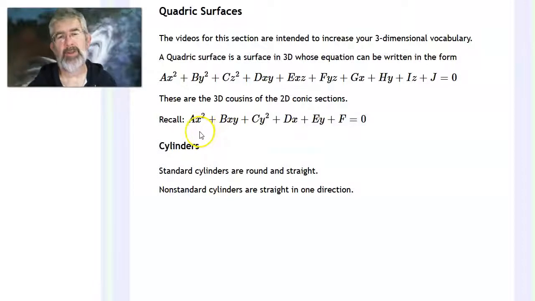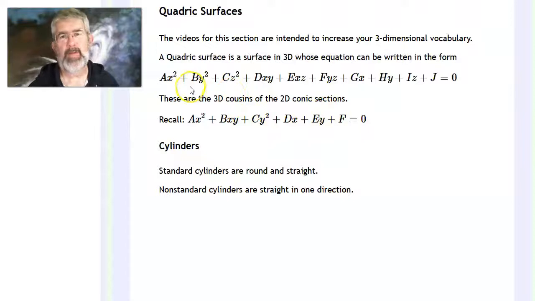You may recall that conic sections we wrote this way: ax squared plus bxy plus cy squared plus dx plus ey plus f equals 0. Right? It's essentially, the equation can be written in a form where all of the terms are either quadratic, linear, or constants. Right? With two variables, you had x squared or y squared and xy. Those are your quadratic terms. Then you had linears, dx, ey, and the constant f.